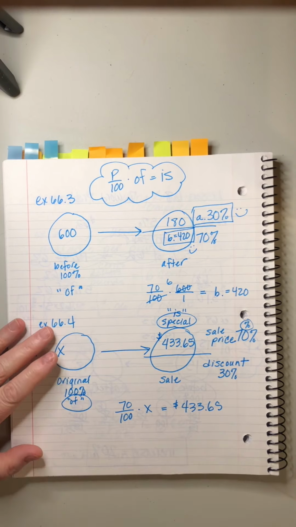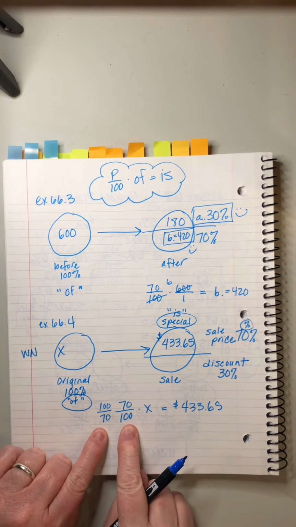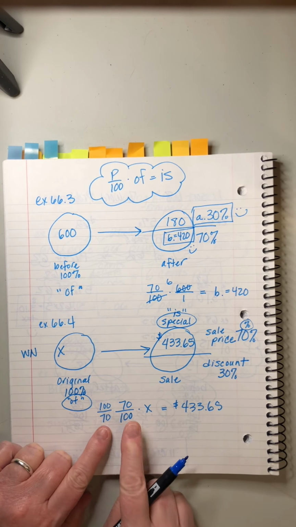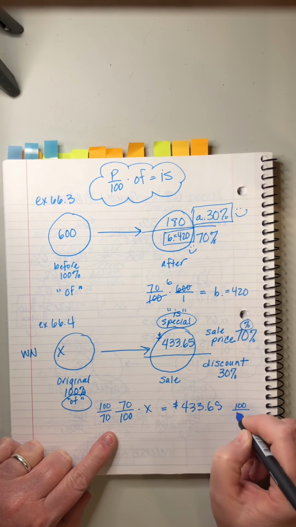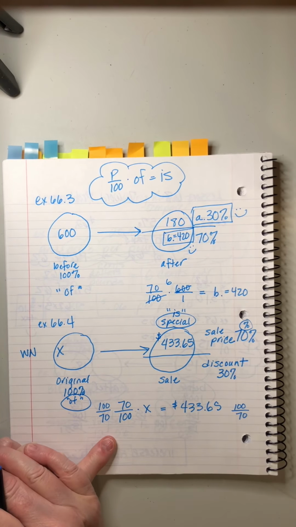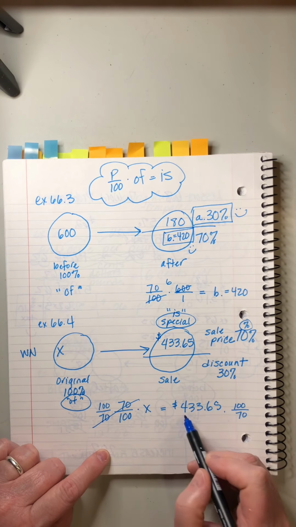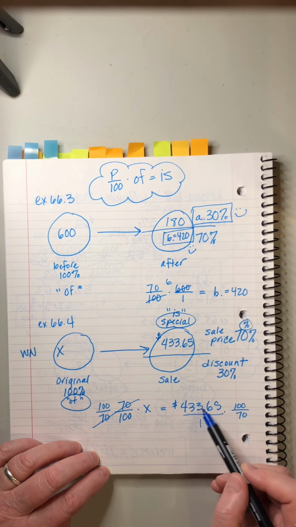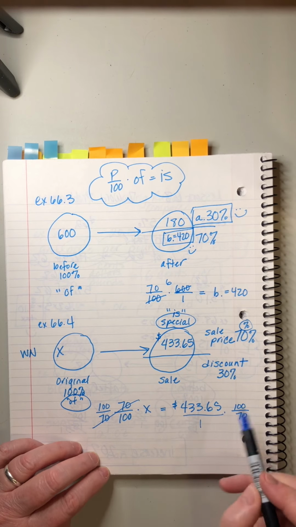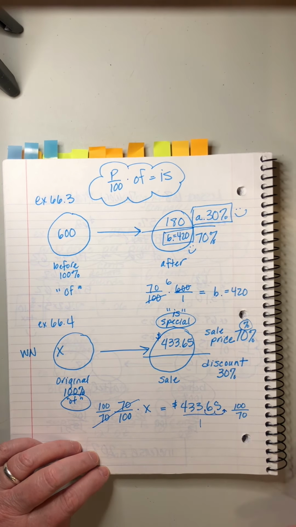All right, so what do we have to do? We have to multiply this by 100 over 70 to use the reciprocal and get rid of that coefficient. We have to do the same thing over here, 100 over 70. This all cancels. Now we have to sort this out with a minimum of fuss. Okay, here's what I'm going to do. 433.65 times 100. I'm just going to move the decimal place twice, right? That works for multiplying by 100. Then I'm going to divide by 70.